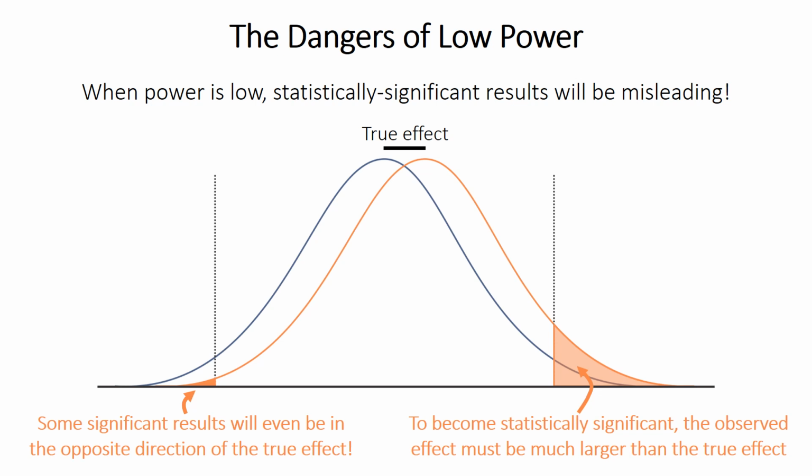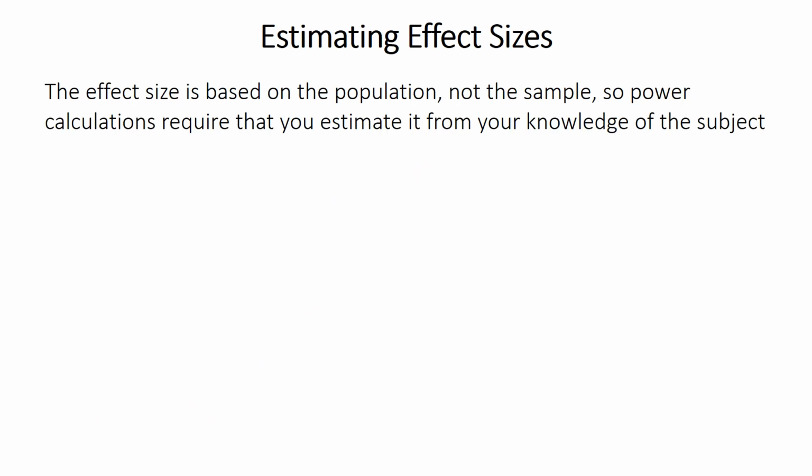There are situations where you might get a result that is statistically significant, p-value of less than 0.05, but it's actually in completely the wrong direction if you have very low power. So very low power or underpowered tests are very problematic, and so that's why it's important to consider power and sample size and effect size and all these things. So back to effect sizes.